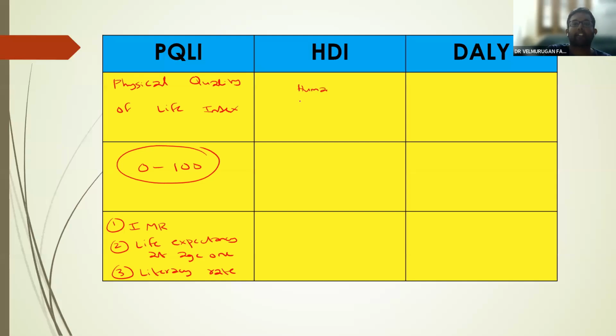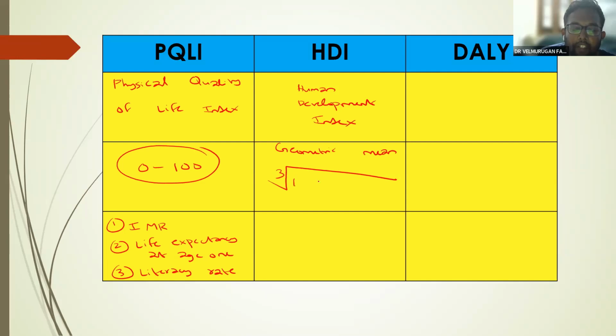Then HDI, what is HDI? HDI is the Human Development Index. We use three indicators, and here we take the geometric mean. Geometric mean means we multiply the three things, 1 into 2 into 3, and take the cube root. That is why it is called the geometric mean. Since we are taking the geometric mean, the answer will always be between 0 to 1.